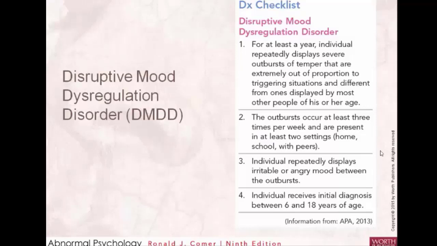Now, this diagnosis is intended for individuals between the ages of 6 and 18. This is to try to prevent individuals under the age of 18 from being misdiagnosed with bipolar disorder. Now, after an individual is 18 or older and maybe continues to have some of these symptoms, then at that point you might want to consider assessing for bipolar disorder.